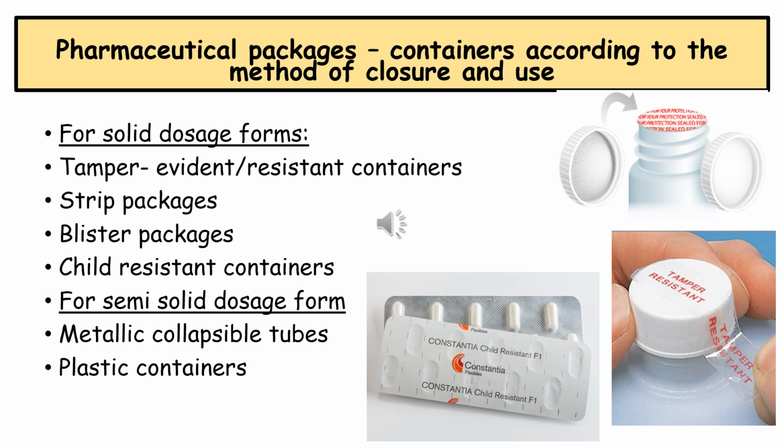For semi-solid dosage forms, the packaging formats include metallic collapsible tubes and plastic containers. So semi-solid dosage forms like ointments and creams are packed in metallic collapsible tubes, and the plastic containers are used for packaging of creams.